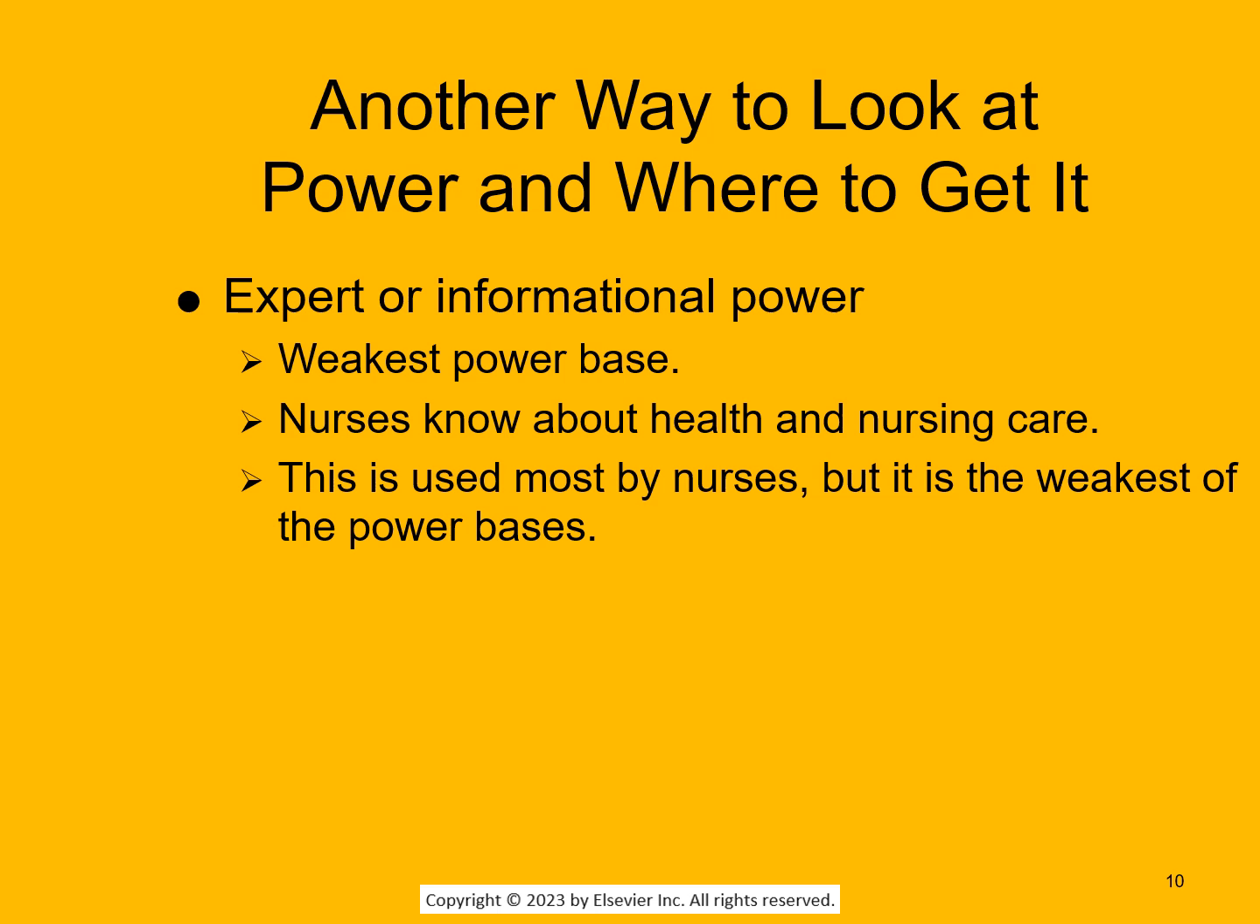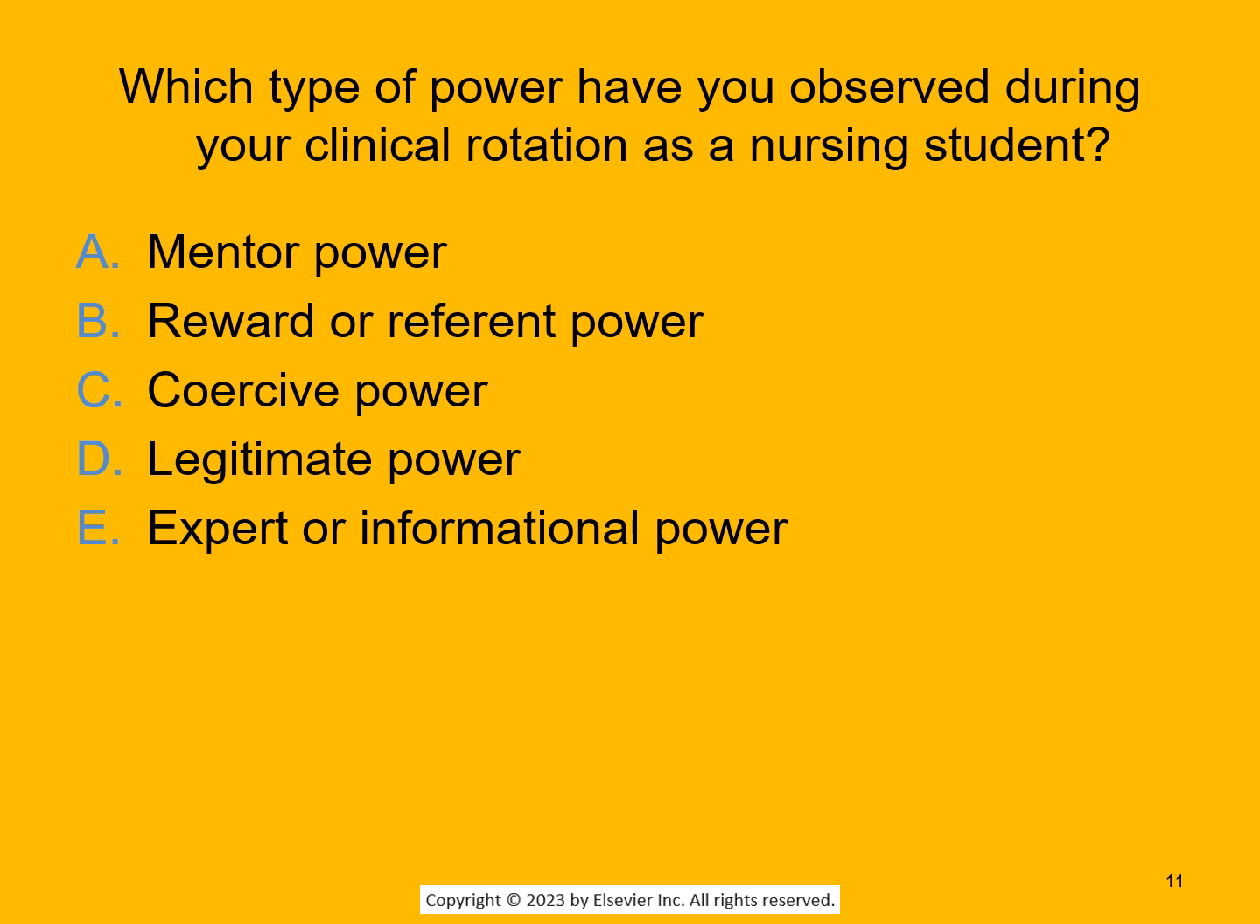Another way to look at power is expert or informational power. This is the weakest base here. Nurses must know about healthcare and nursing in order to have that power, so this is used mostly by nurses, but it's the weakest power base of all. People in positions making decisions, making the law, they don't want to hear from the experts, which would be your medical people. That's why we lobby and we advocate.